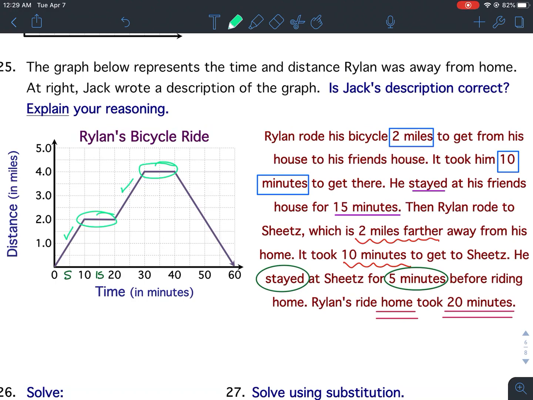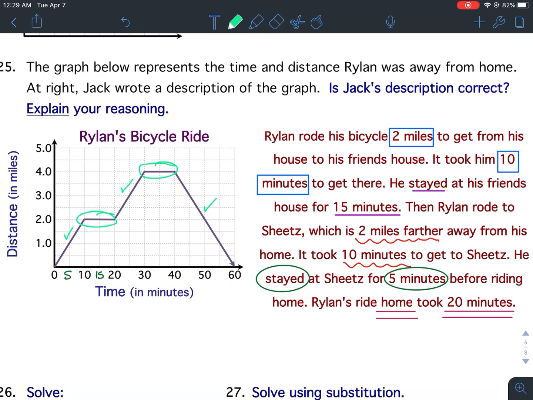Then it took him 20 minutes to ride home. Here to here, is that 20? Yes. And did he get down to home? Yes. So that part's correct. So the way you would answer this question, you can't just say, no, he's not correct. You have to explain your reasoning.